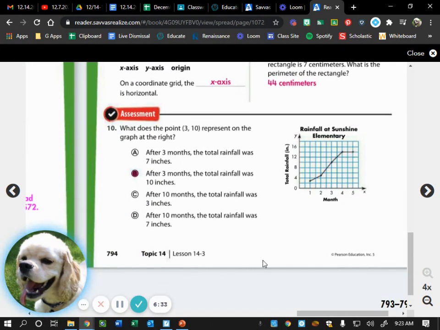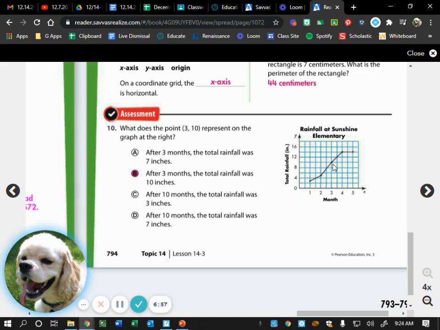Then we had number 10. So number 10 says, what does the point (3, 10) represent on the graph at the right? So if we find (3, 10), that's right here. So I want to know, what does that represent? Well, does it represent that after 3 months the total rainfall was 7 inches? No. Does it represent that after 3 months the total rainfall was 10 inches?